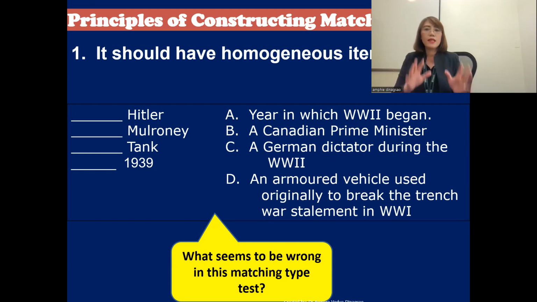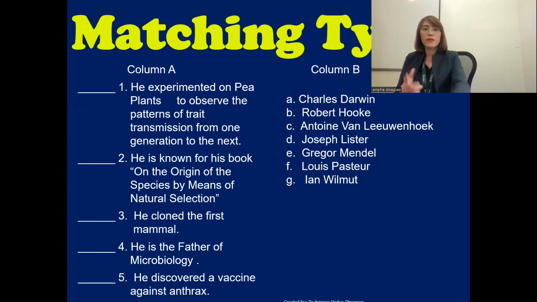So this is not a very good matching type of test because, again, it's easy to guess, and when students are able to answer, it doesn't mean that they learned. They were able to determine the answer by a hint already, like 1939. There's a year, that's just the year. It's not an armored car, it's not the name of a person and all that. So that's one of the things that we need to consider in a matching type of test.